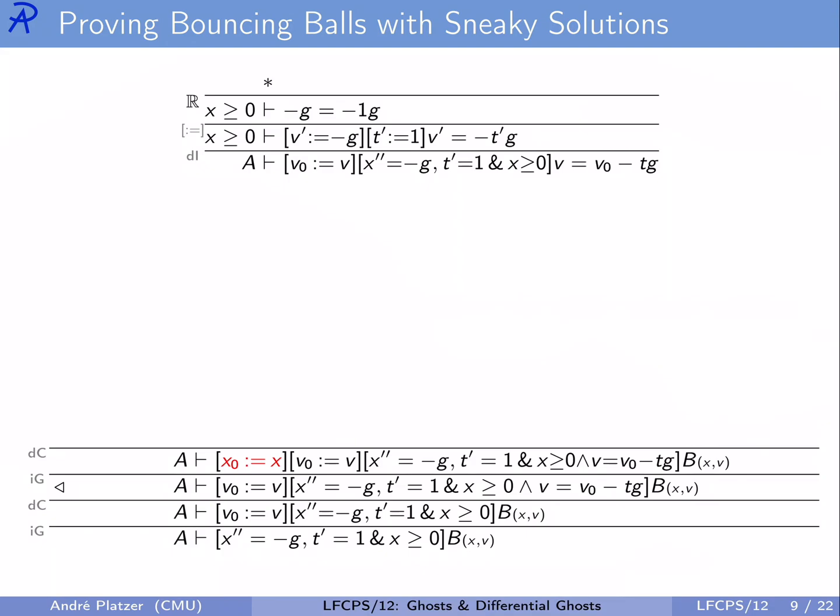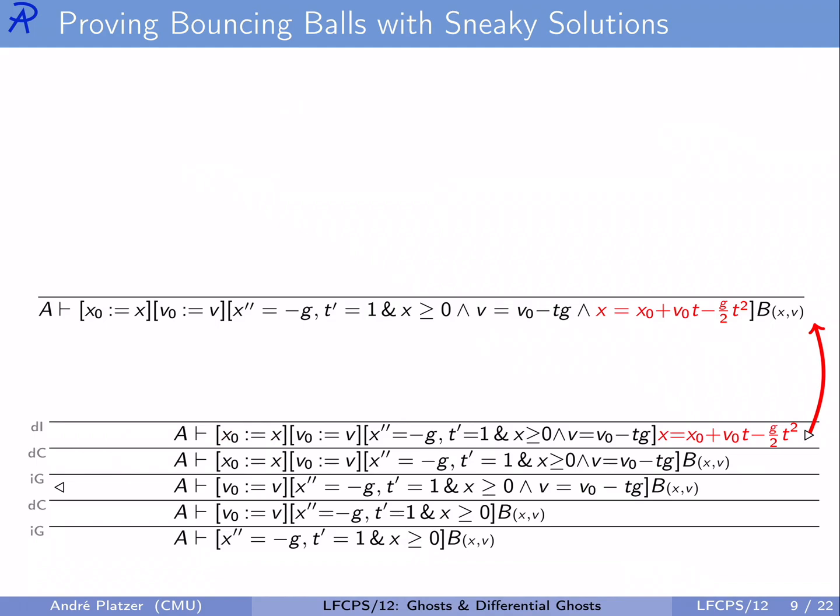Now we introduce a discrete ghost for the position. So we introduce a new variable that remembers the value that the position used to have, no matter what it might be. x0 is whatever initial value x has. And then likewise, we can prove first that a position equation is true, and then assume that the position equation is true after the differential cut. Let's first continue the proof down here.